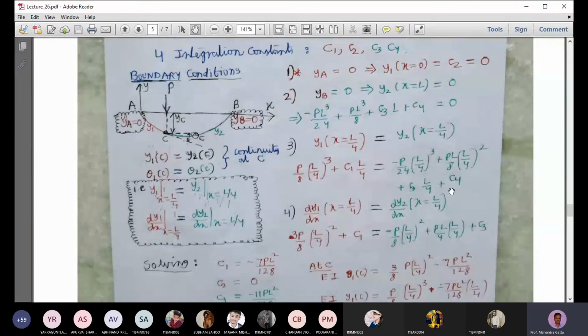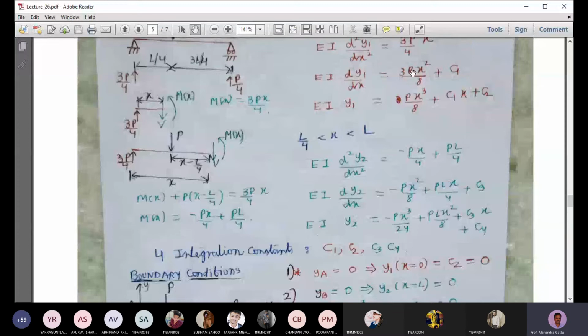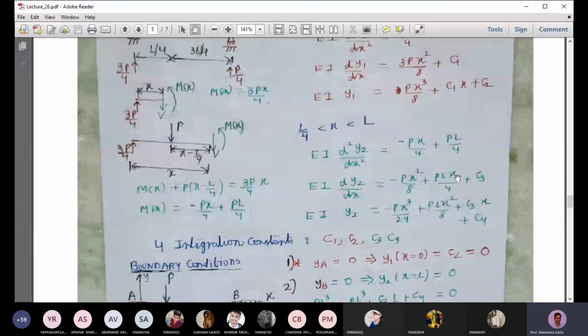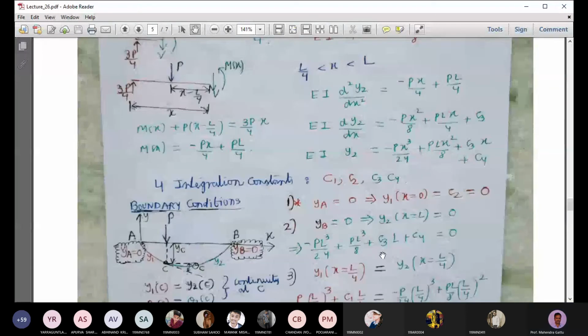And similarly the first derivative is continuous. So we can look at the first derivative here. So 3Px^2 by 8 plus C1, so (L/4)^2 plus C1. And here dy2 by dx is Px^2 by 8 plus PLx by 4 plus C3. So again we put x equal to L by 4 there, and we get the fourth equation.